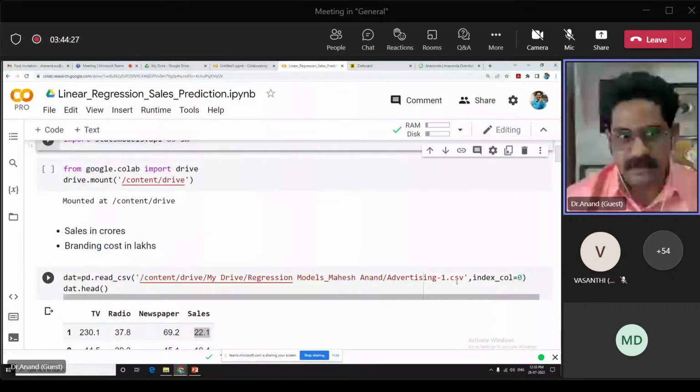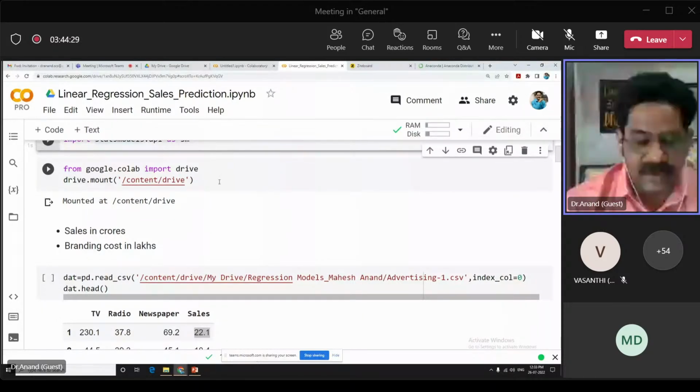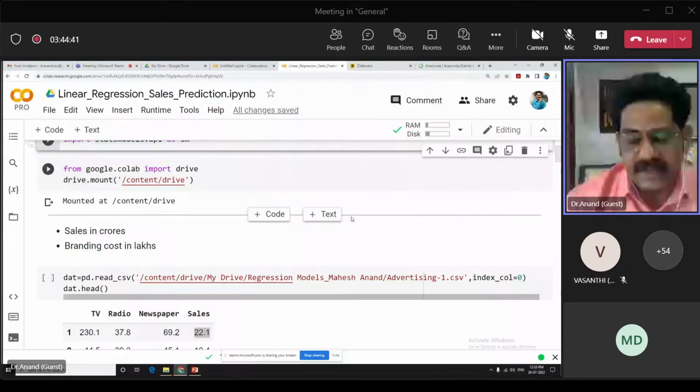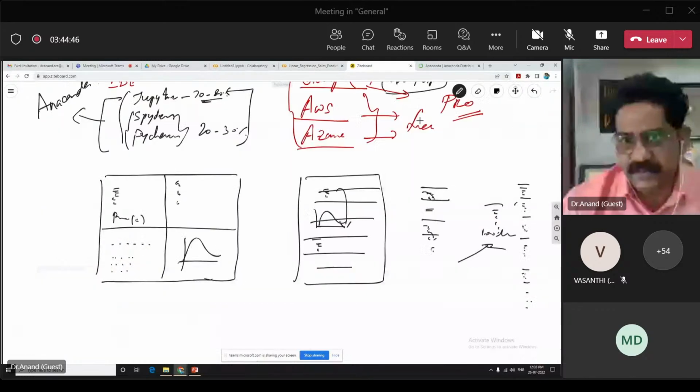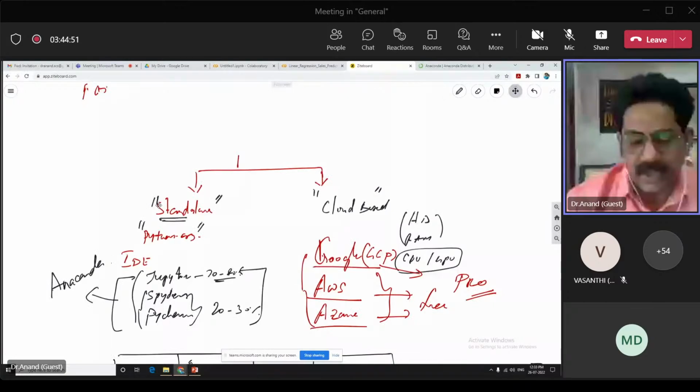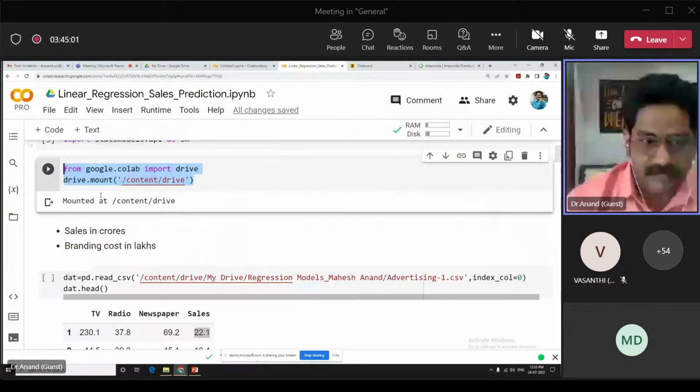In order to read some external file into Google Colab, first of all, I need to mount my drive. Please understand, this notebook is a virtual notebook. It is not my standalone Jupyter notebook. This step is not needed when you are working on the standalone package. Whenever you do a standalone installation, Python install, then Anaconda install, then you open the Jupyter through Anaconda, you don't need to do this step. But here I have to mount my Google Drive.